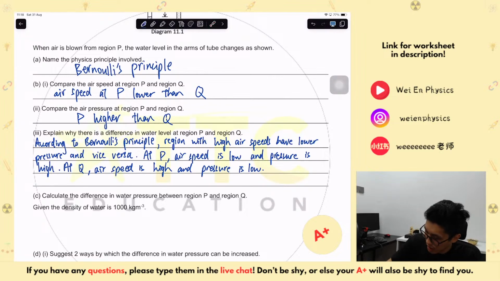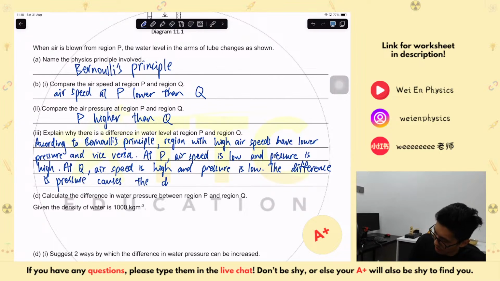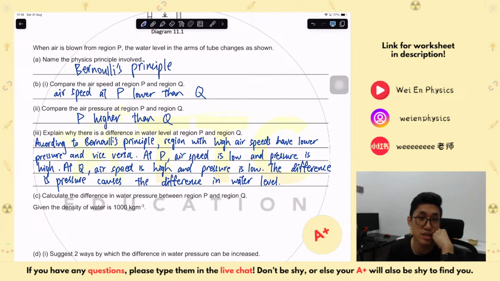So you say the difference in pressure causes the difference in water level. The difference in pressure causes the difference in water level. Alright?